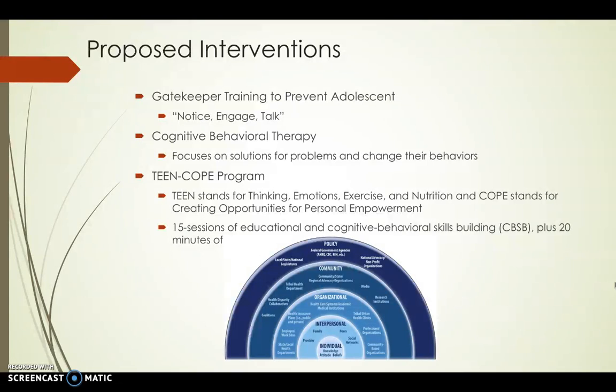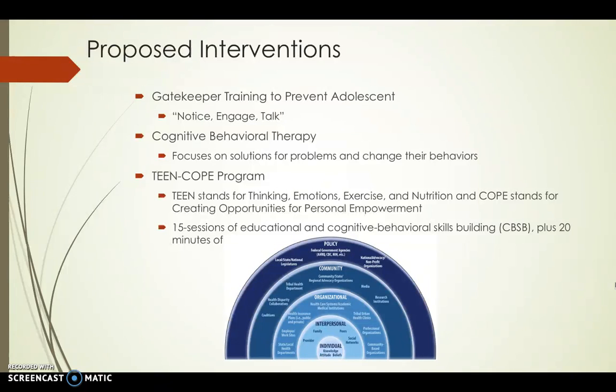So the three proposed interventions that I made for this project are the gatekeeper training to prevent suicide among adolescents, then cognitive behavioral therapy, and lastly the TeenCOPE program. Now the gatekeeper training would be designating people from the school to notice, engage, and talk, which is the actual training of the intervention. So gatekeepers would be established by the school, and they would teach them about the warning signs and how to be there for youth to get help.